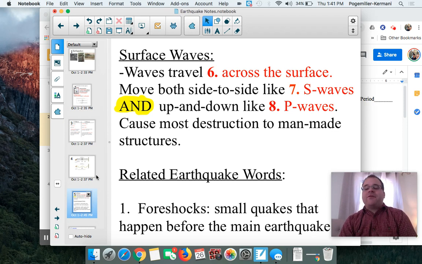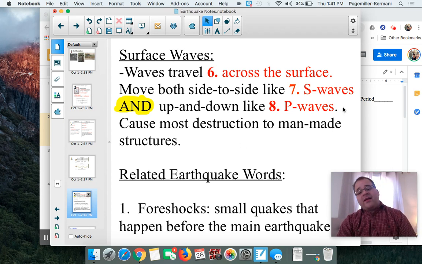They come after primary waves and secondary waves, and they are the most harmful towards human-made structures because they move Earth's surface side to side like an S wave and up and down like a primary wave. So it causes all of this motion in different ways, which is very destructive towards human-made structures.